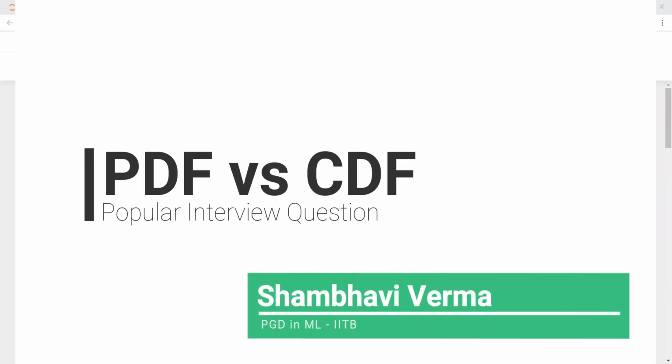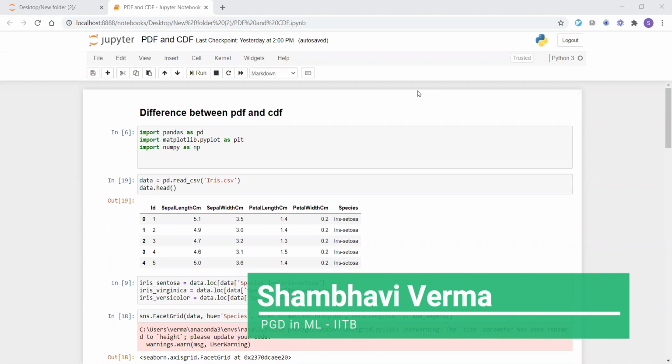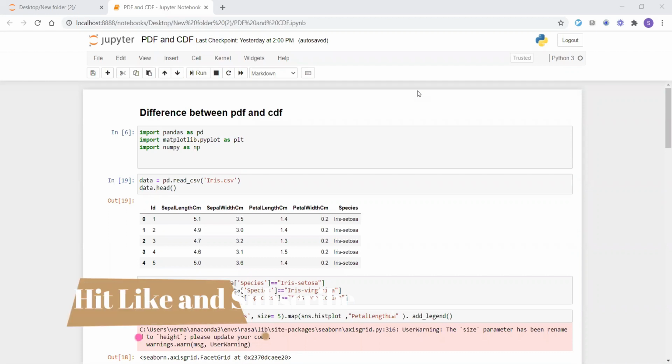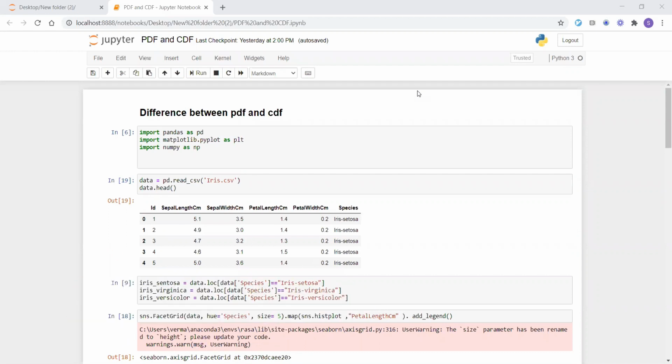Hello guys, so we are back with our next question, that is the difference between PDF and CDF. It is also one of the most common questions asked in interviews. To understand PDF and CDF, I have imported the Iris data set, which is the most common data set, as we all know.